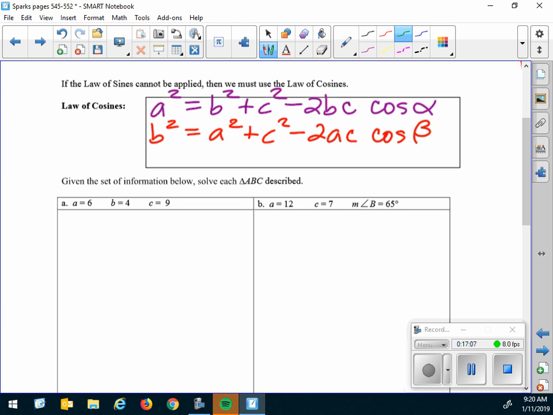Can you figure out how to write down the last one? Yes. C squared equals a squared plus b squared minus 2ab cosine gamma.